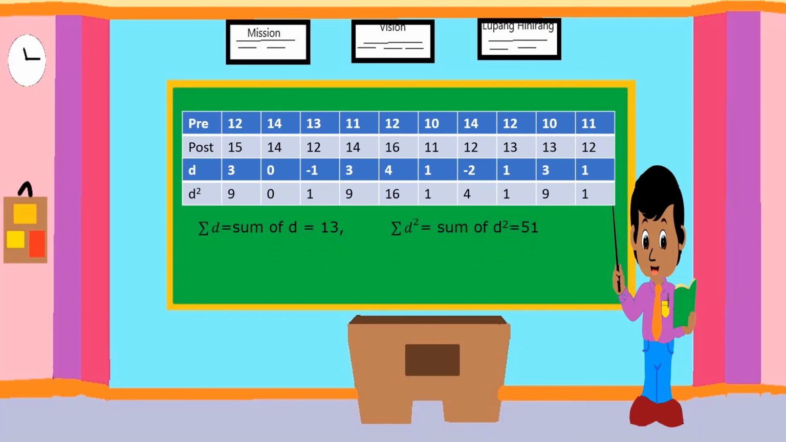So the sum of d: 3 plus 0 plus negative 1 plus 3 plus 4 plus 1 plus negative 2 plus 1 plus 3 plus 1 is 13. And the sum of our d squared is 9 plus 0 plus 1 plus 9 plus 16 plus 1 plus 4 plus 1 plus 9 plus 1 is 51.